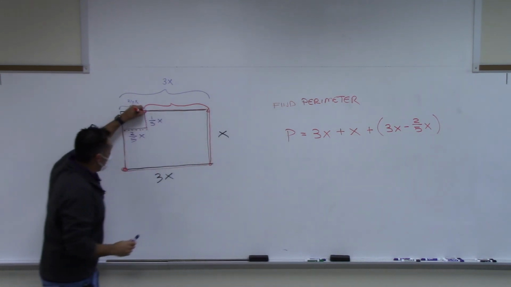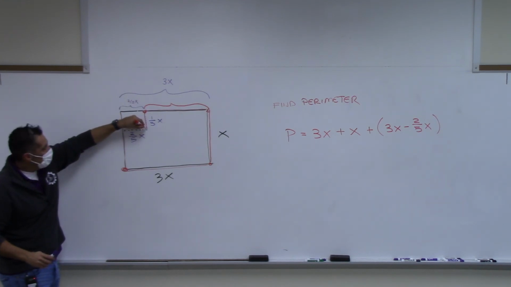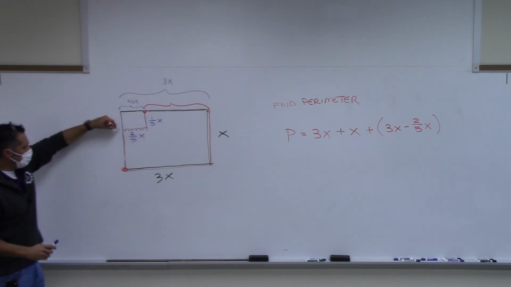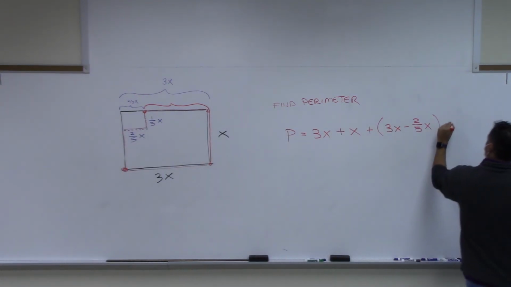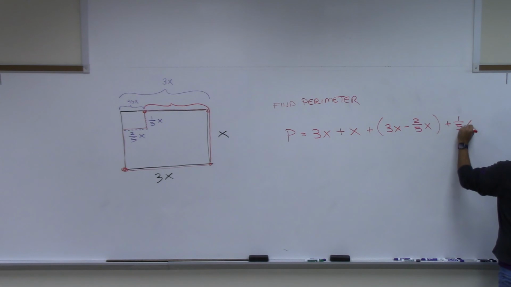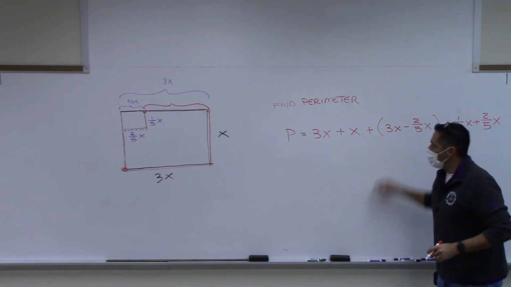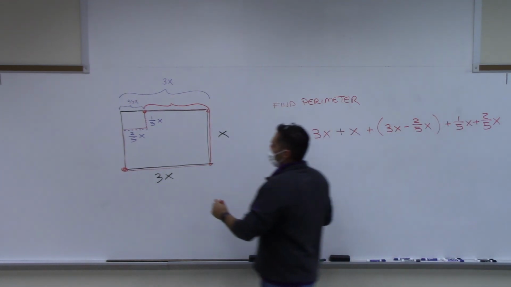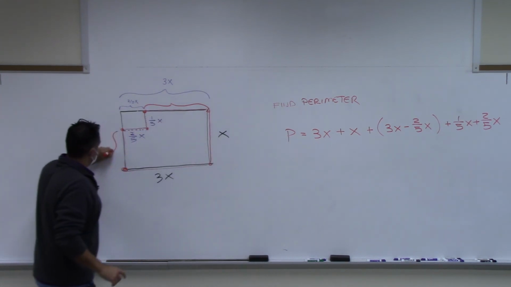So now we're here, right? Keep going around. Here? 1/5 x. Here? 2/5 x. So I'm going to put that plus 1/5 x plus 2/5 x. I'm going to run out of room. At least I'm going to go off the camera, but I'll continue it on the next line. So now we go 1/5 x and now 2/5 x, and then the last piece we've got to go from here to here.